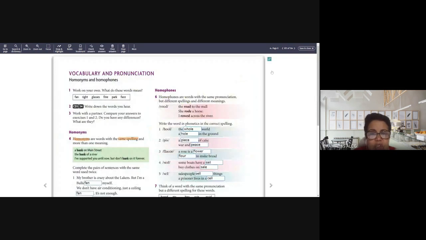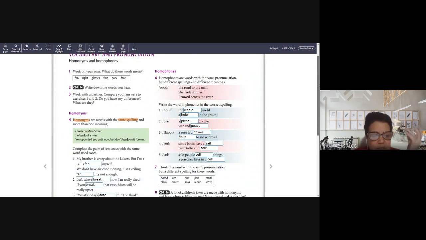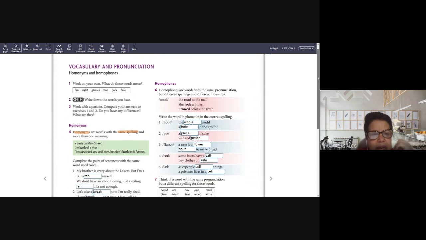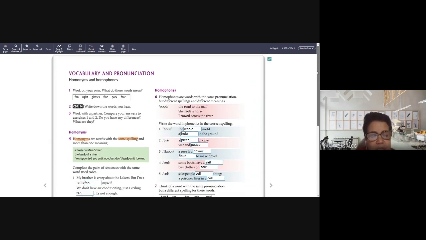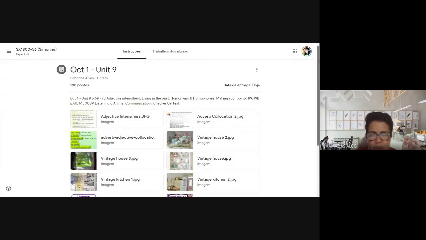Great. Let's try to do this last one here. Try to do this page. This page is very simple, guys. It's about homonyms and homophones. Okay? What are homonyms and homophones? Let me try to take you here to our page on Google Classroom just to show you the definitions of homonyms and homophones. Let me share this with you.